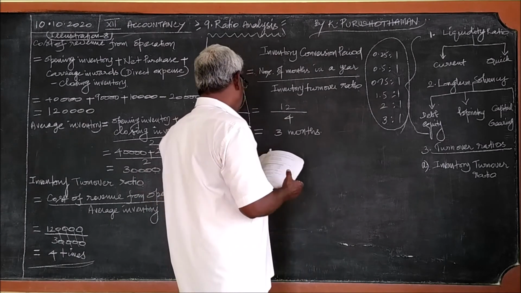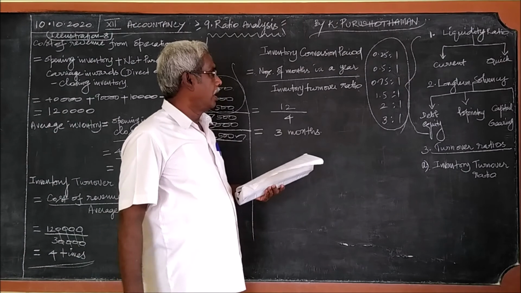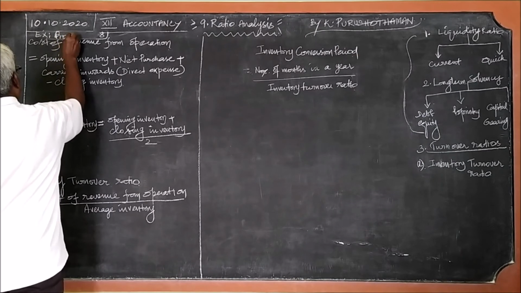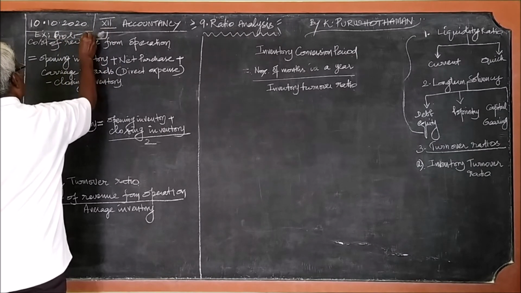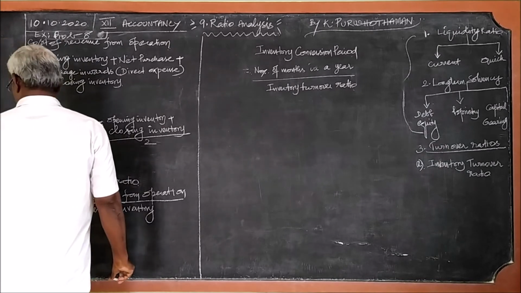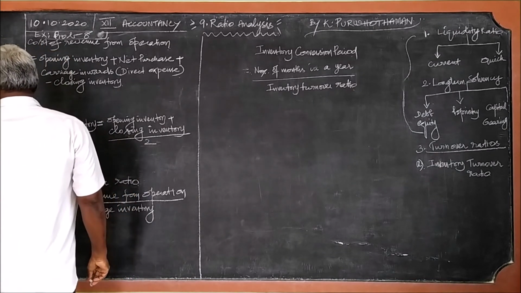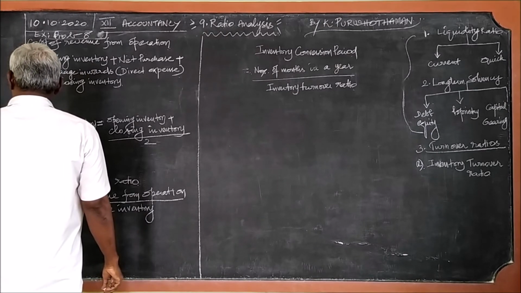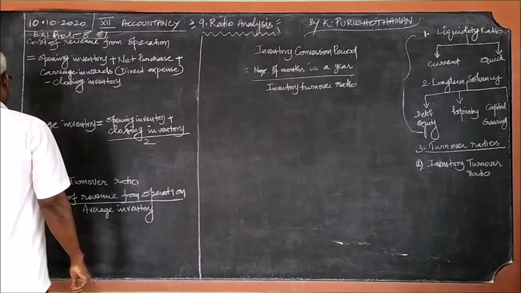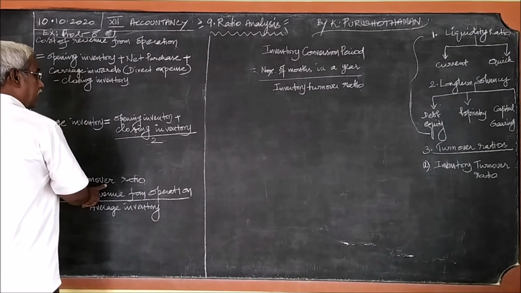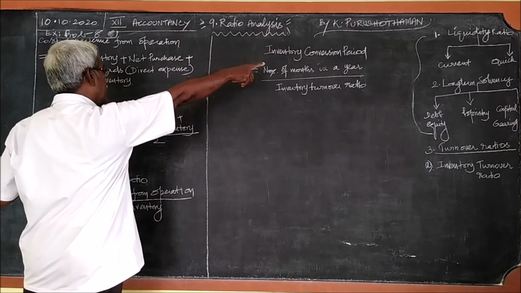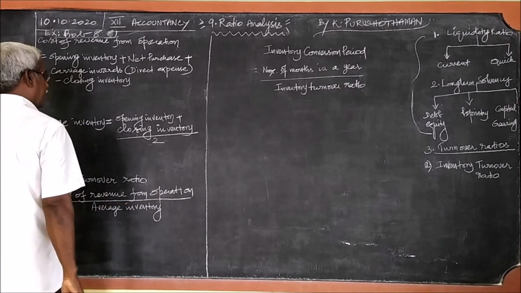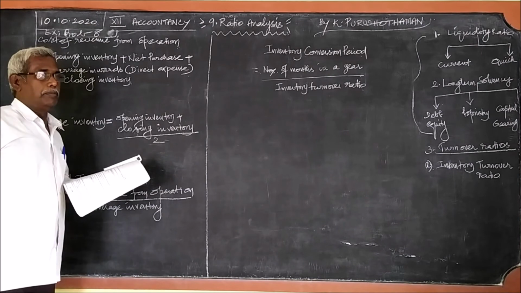Okay, now we shall continue the same for the exercise problem also. Exercise problem 8. What is given in problem 8? From the given information, calculate the inventory turnover ratio and the inventory conversion period. For this, the numerator is cost of revenue from operations. How to find the cost of revenue from operations?